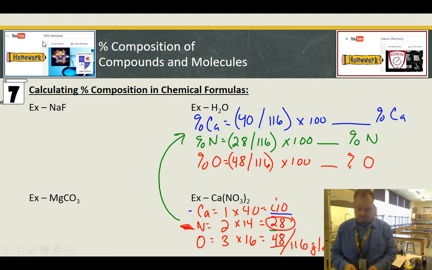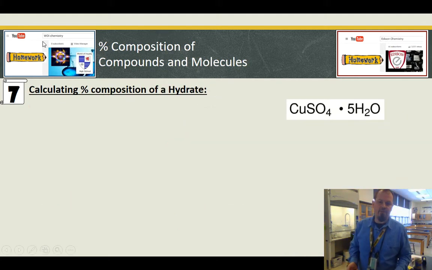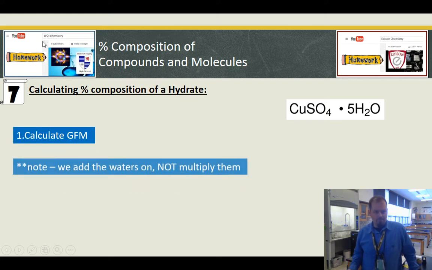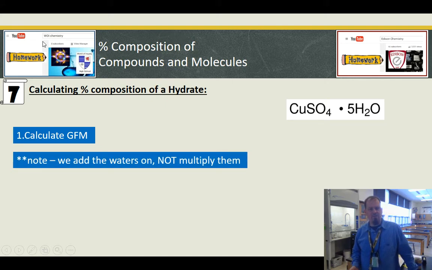Okay, now hydrates are very much the same, except for they have this water infused in. So we calculate the gram formula mass like normal, that's the whole. And then the thing you need to remember here is that we add the waters. We do not multiply them just because in that particular written formula there's that dot, which means multiplication in math. This means 5 waters for every 1 copper sulfate. So it's a ratio of 5 to 1.